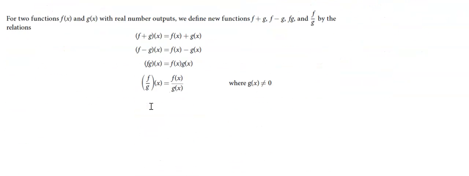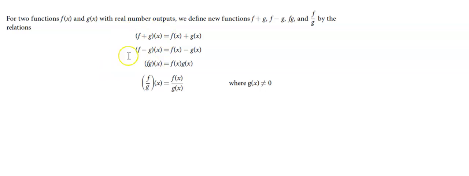What if we're not given a specific point? We're left with a little bit more abstract of a function. The first thing I just want to review with you is that for any two functions, f of x and g of x, with real number outputs, we will define new functions as f plus g, f minus g, f times g, and f divided by g.